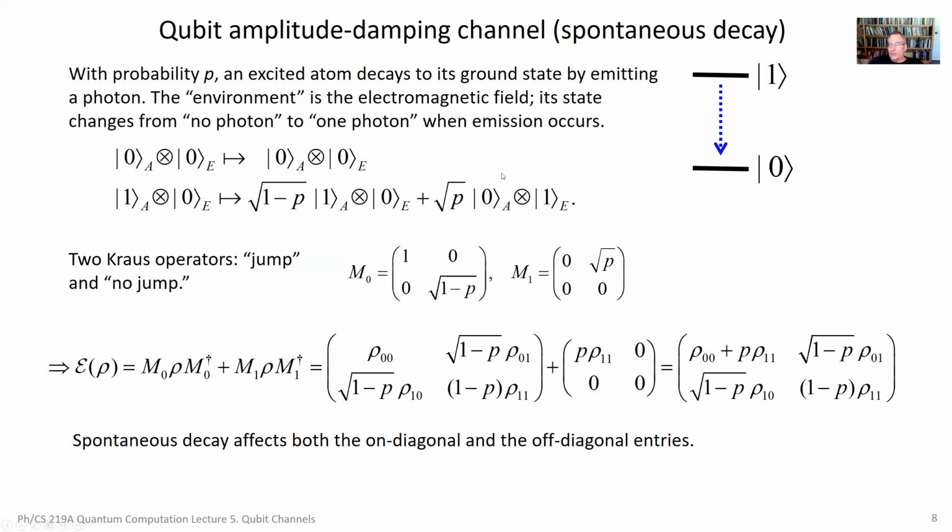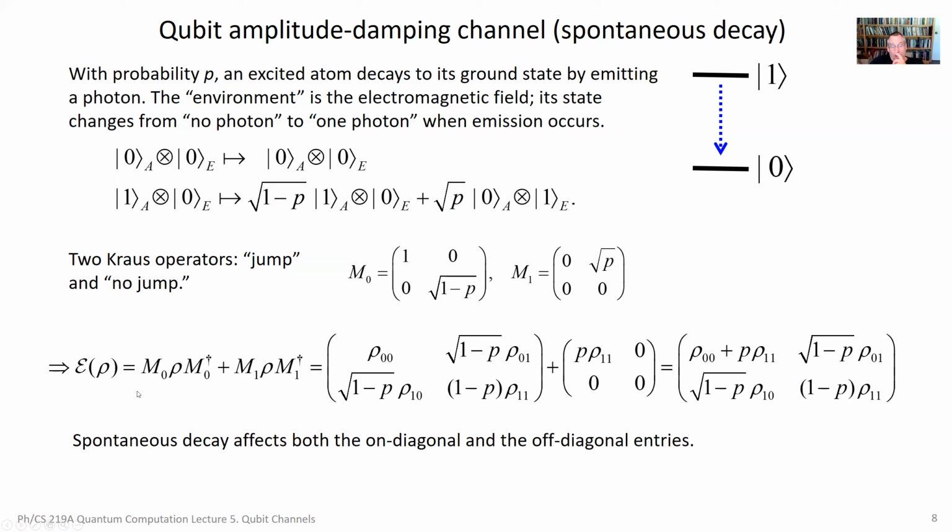And that's this cross operator, which just describes a transition from the state 1 to the state 0. And it involves the amplitude square root of p, which came from here. So let's look at what this channel does. Here's its operator sum representation. These are the two cross operators.